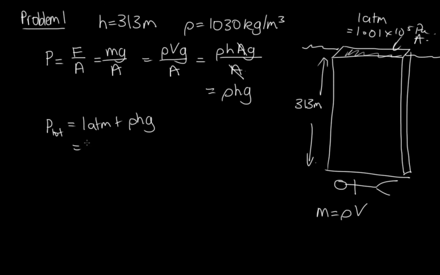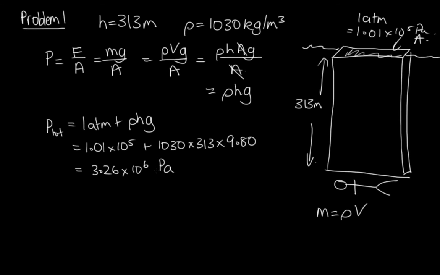So let's substitute everything in. We've got 1.01 times 10 to the 5 pascals plus the density of water, which is 1030, times the height, which is 313, times g, the acceleration due to gravity on Earth, which is 9.80. Solving this on the calculator, we end up with 3.26 times 10 to the 6 pascals of pressure. We've given that to 3 significant figures because all the data in the question was given to 3 significant figures.